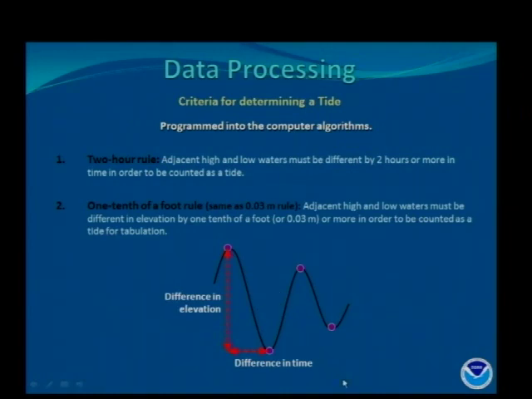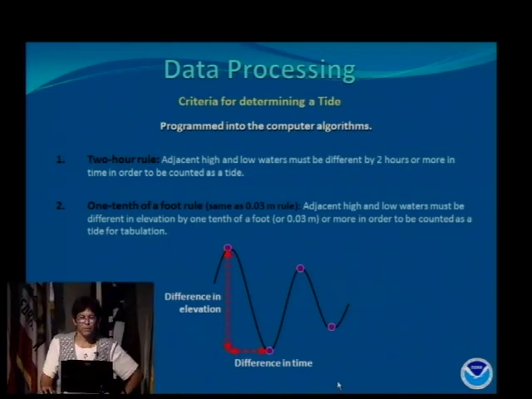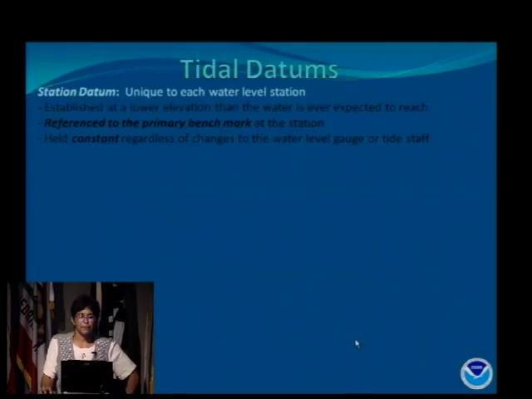I threw this in just because I hadn't seen it before, so it was a learning experience for me as well, that there's a two-hour rule that adjacent high and low waters must be different by 2 hours or more to be counted as a tide. And a tenth of a foot rule, or 3-centimeter rule, adjacent high and low waters must be different in elevation by a tenth of a foot, or 3 centimeters, to be counted as a tide. So I hadn't known that before I started trying to do research for this workshop, and I just wanted to document this somewhere so I could go back and review on that.